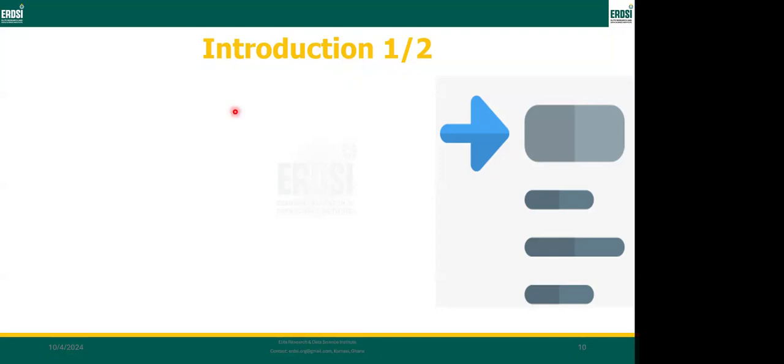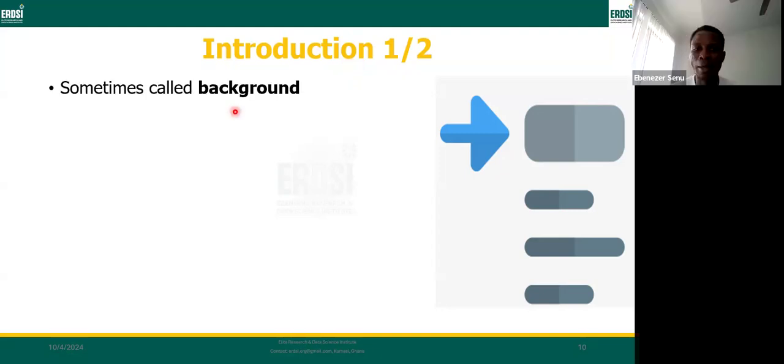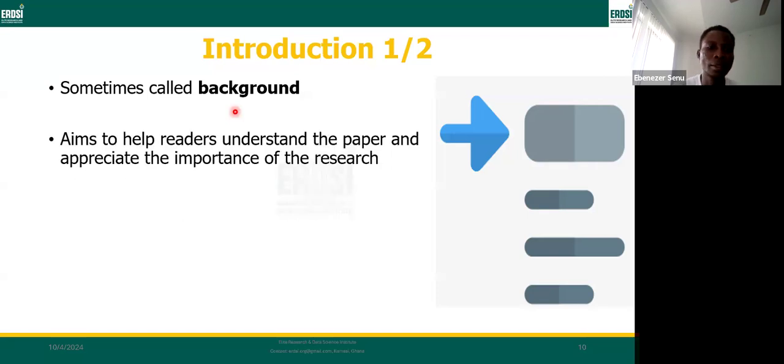Then when we come to the introduction, the first thing is what people refer to as the background. The first paragraph or two pages that we are going to write, what we call the background. So you need to have the background of what? Your chapter 1. This background will help readers to understand the paper and appreciate the importance of the research.